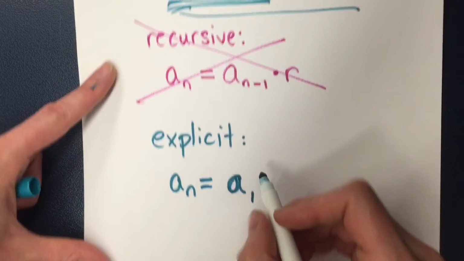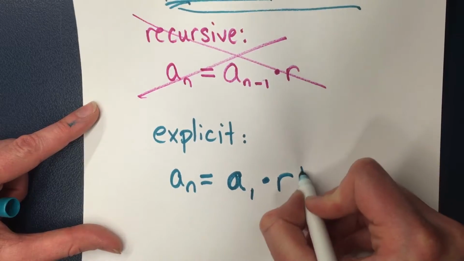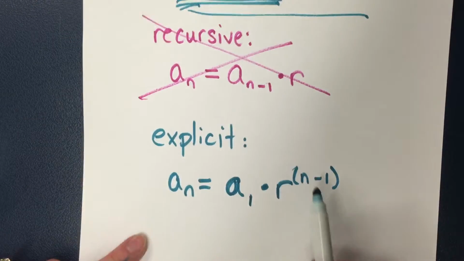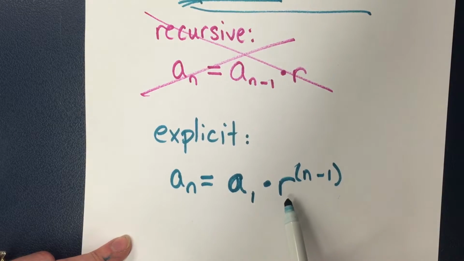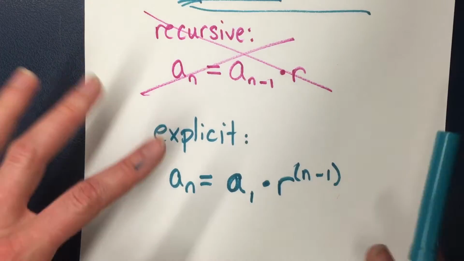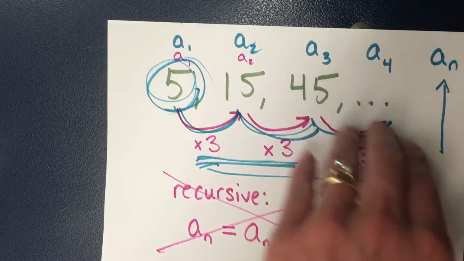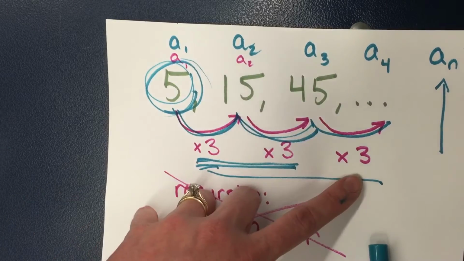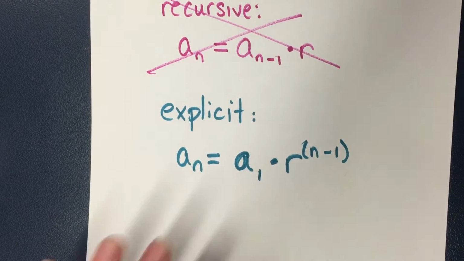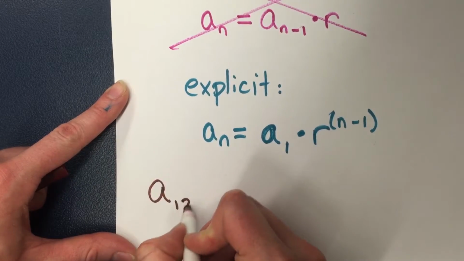It would be the first term times the ratio n minus 1 times. Because remember, an exponent just means that we have a factor that many times. Let me show you with real numbers. Let's use 5, 15, 45. Let's use that pattern with a common ratio of 3 to figure out, let me get a different color here, what the 12th term of this sequence should be.